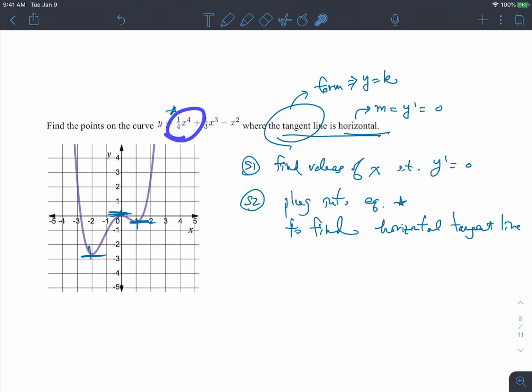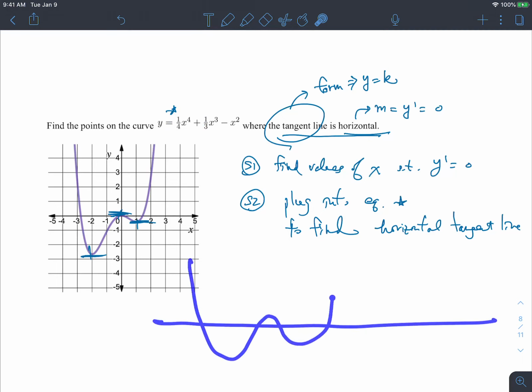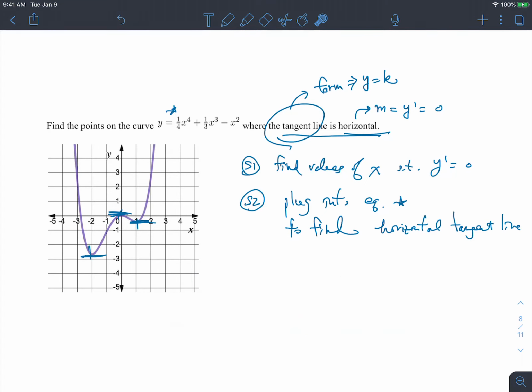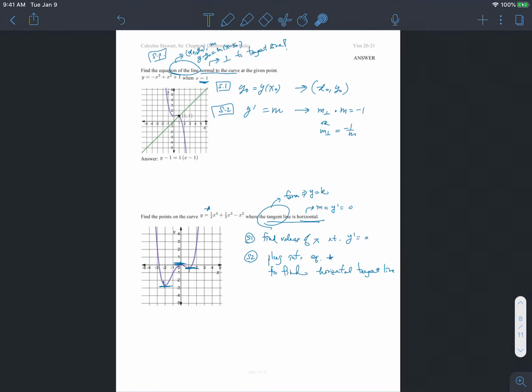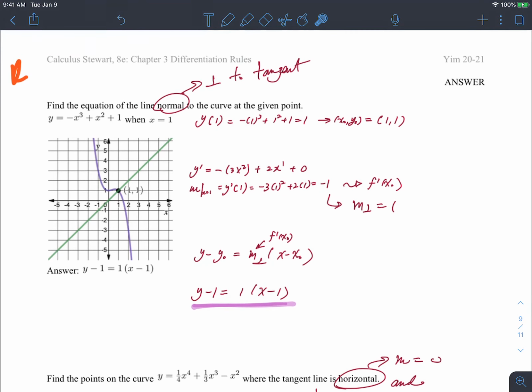But generally speaking, if it's 4th power, it could cross the x-axis up to 4 times, like this. 1, 2, 3, 4. If that's the case, there'll be 1, 2, 3, up to 3 answers. So we should have been able to sort of see that happening, right? Yeah. And in fact, there are 3 answers here. Here we go, guys. The answer is right here.